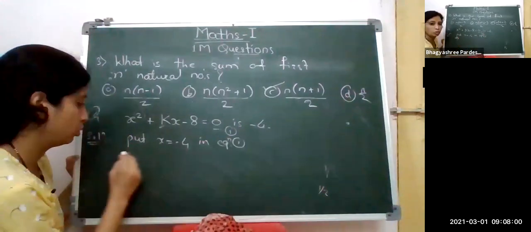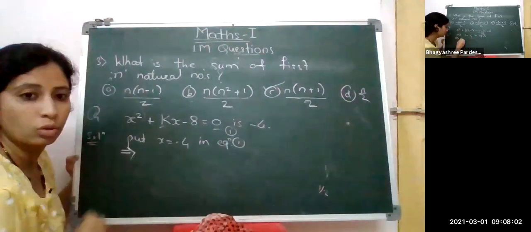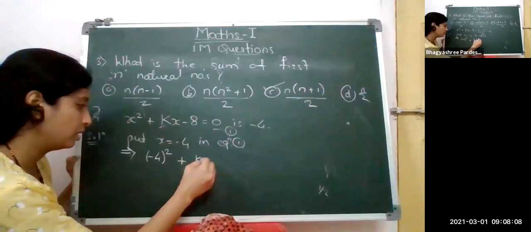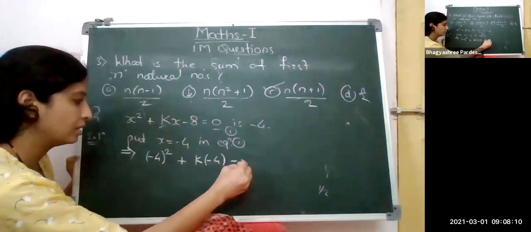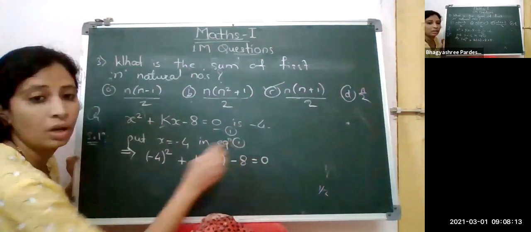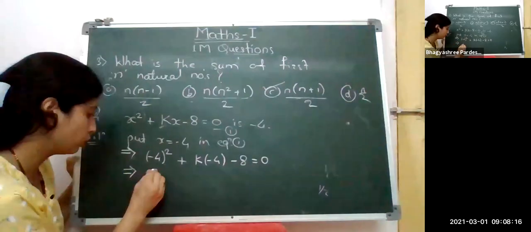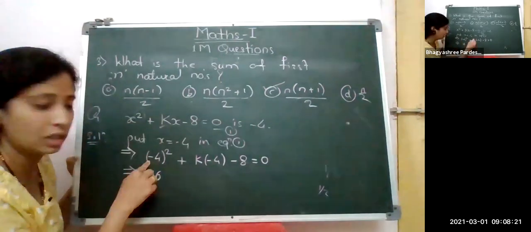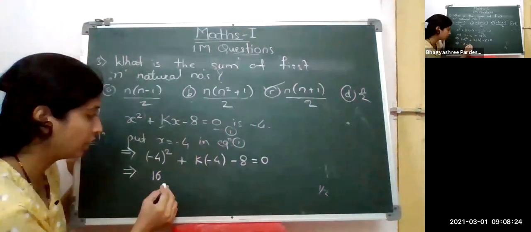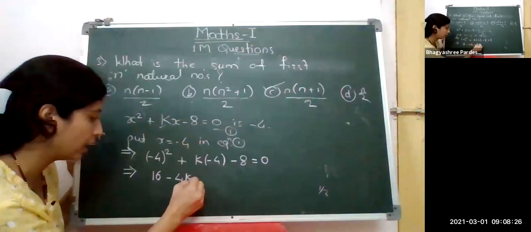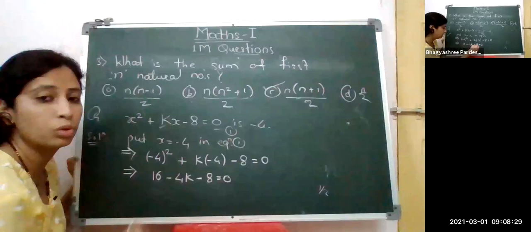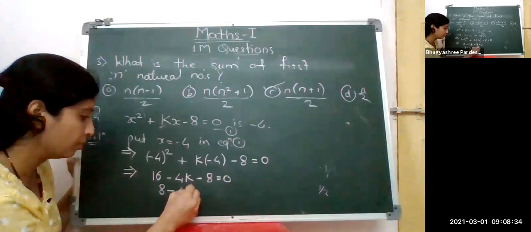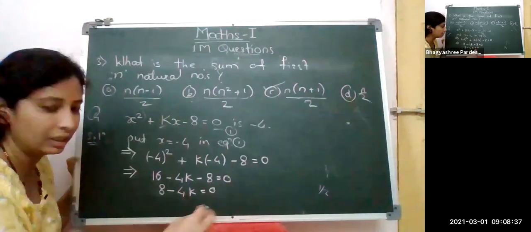So this implies, what will happen here, instead of x I'm substituting here -4. So (-4) square plus k into -4 minus 8 equals 0. Now just simplify this one. (-4) square is 16. 4 square is 16, and the square of a minus is plus. And k into -4 is -4k. Then -8 equals 0. Now 16 minus 8 is simply 8. 8 minus 4k. Just simplify this one. Nothing else I'm doing here.